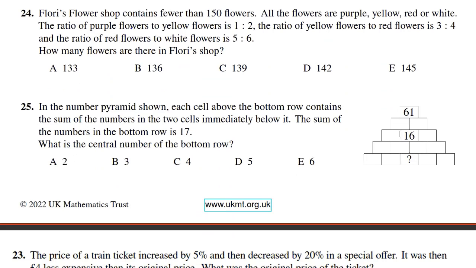Let's solve 24. Okay, problem 24, Flory's flower shop contains fewer than 150 flowers. All the flowers are purple, yellow, red, or white. The ratio of purple flowers to yellow flowers is 1 to 2. The ratio of yellow flowers to red flowers is 3 over 4. And the ratio of red flowers to white flowers is 5 to 6. How many flowers are there in Flory's shop?